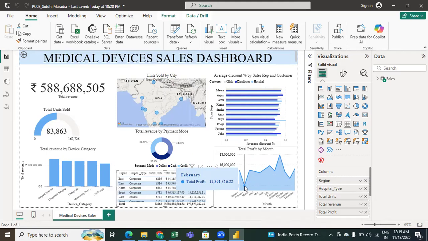So we can observe that the fluctuations across months help to understand the seasonal effects, impacts of promotions or discounts, market behavior, and performance gaps across the months. It helps in forecasting month-wise more accurately.